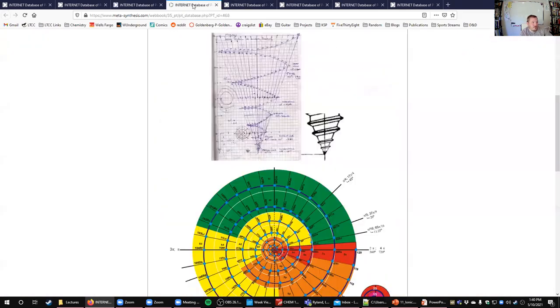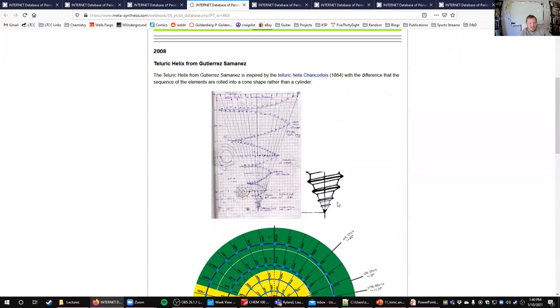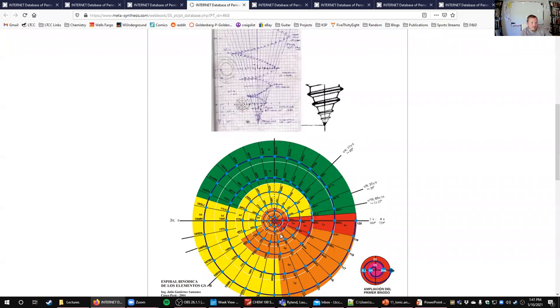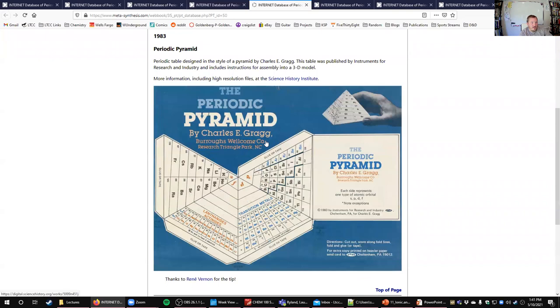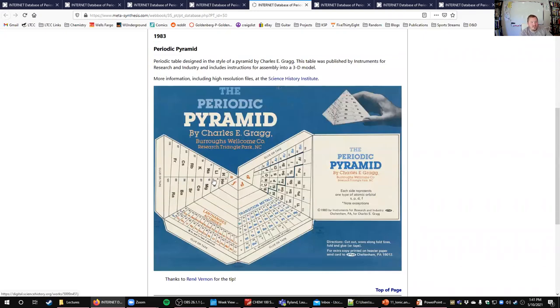So there are lots of different three-dimensional organizations that people played around with. Arranging them in the shape of a screw, as a sort of conical shape, where you start in the middle and spiral your way out and down. You can actually get one. You can tell by the printing, this is from the 70s probably, or 83, close, where you can cut this out and tape this together and you get a pyramid shape, where each side of the pyramid is a different type of orbital. You've got your S block on one face of the pyramid, your P block on the next, then your D block, then your F block.